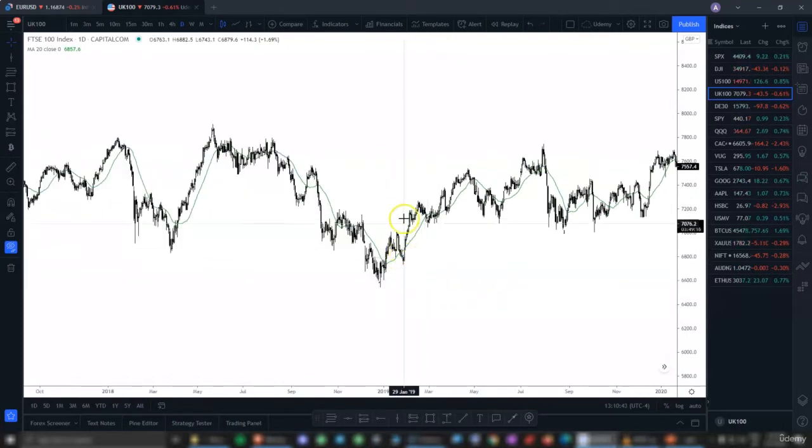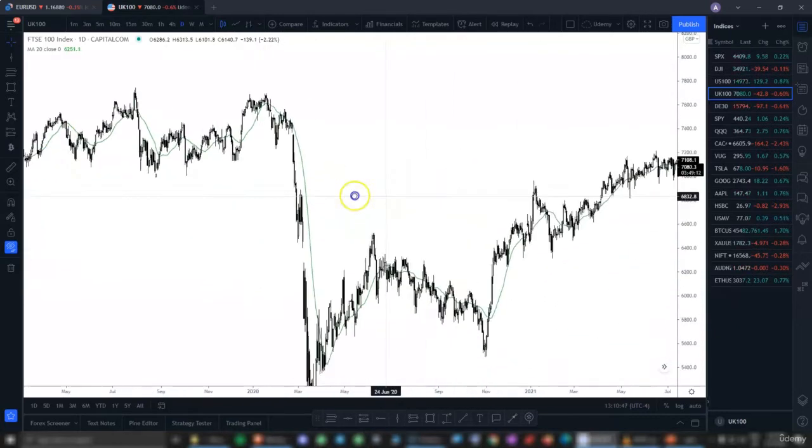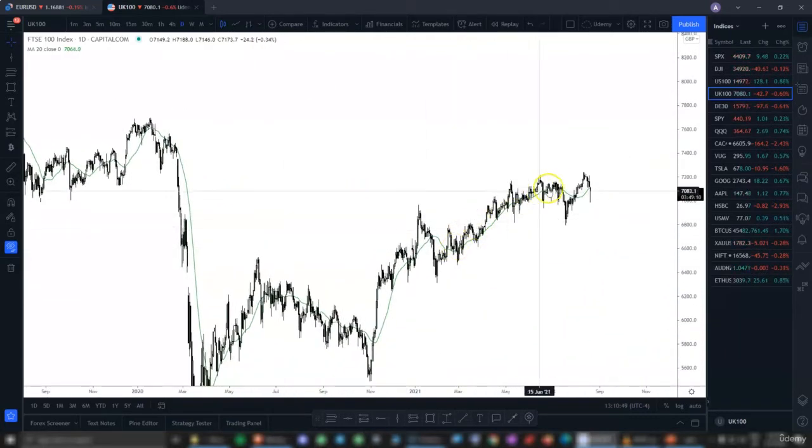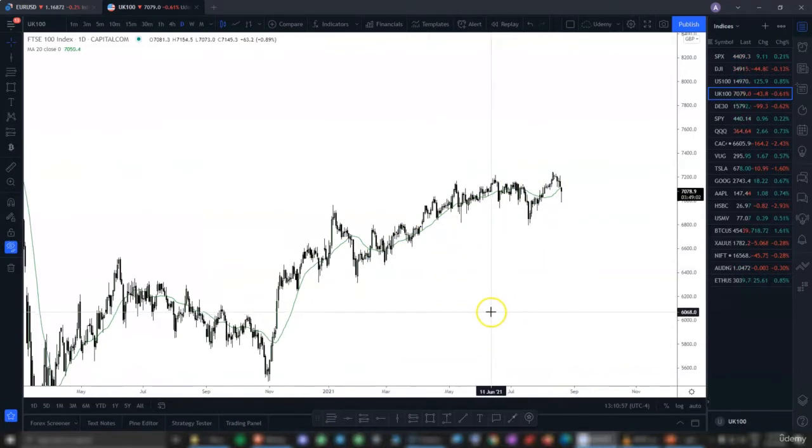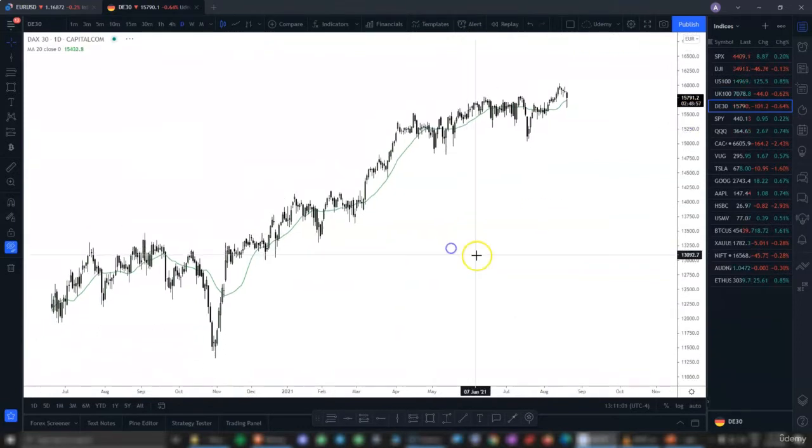But you can see that it goes above and below the moving average, so it doesn't just sit on the moving average. And now this year, you see how it done. So you might want to leave this for this year and just maybe check it again next year to see if it's behaving. The German index DAX is the same.